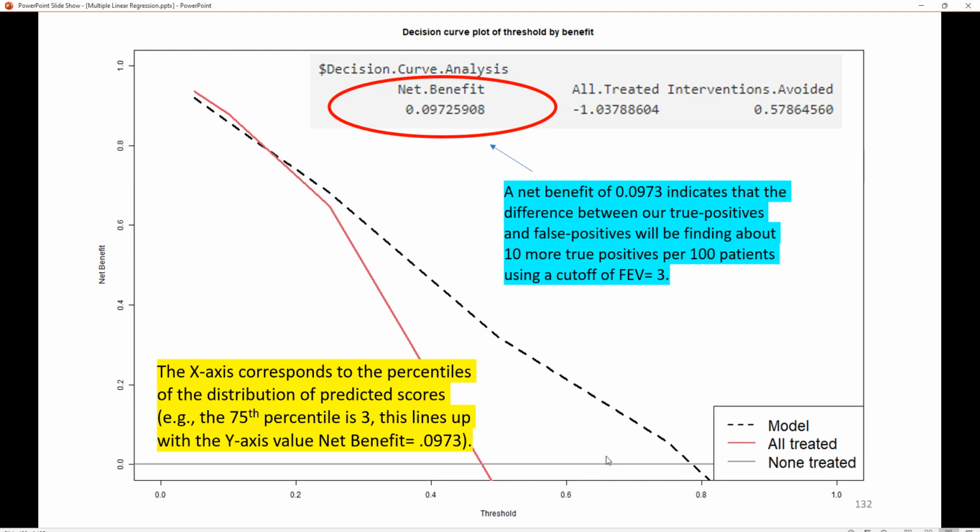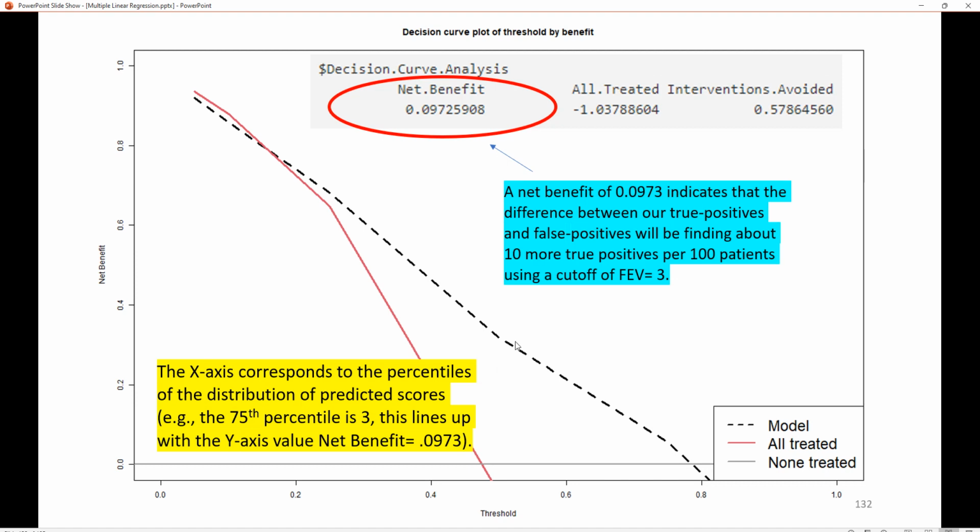If we had a reason to have a cutoff at a value at the 60th percentile, if we go up to where that dashed line meets, that would be at least about a net benefit of 0.20. So that would mean for every 100 patients we see, we would expect using our model would give us 20 more true positives than false positives.